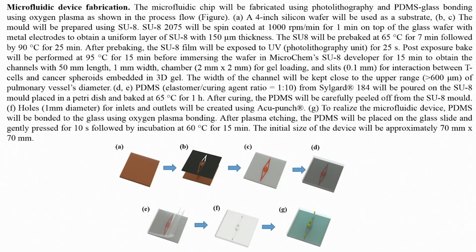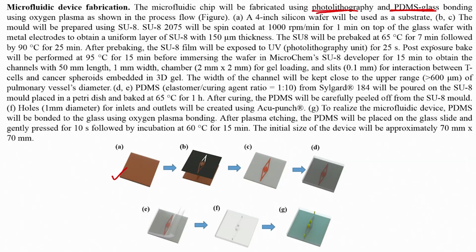As we have discussed, the microfluidic chip will be fabricated using photolithography and PDMS glass bonding. A 4-inch silicon wafer will be used as substrate. The mold will be prepared using SU8. SU8 2075 will be spin coated at 1000 rpm for 1 minute on top of the wafer to obtain a uniform layer of SU8.